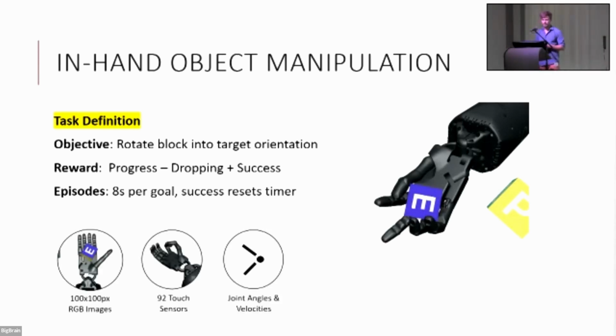Now, the input that we are providing are recordings from a camera that is placed directly over the palm of the hand to model visual sensation. And then we have also 92 touch sensors distributed all over the simulated hand, as well as joint angles and velocities in order to represent proprioception.